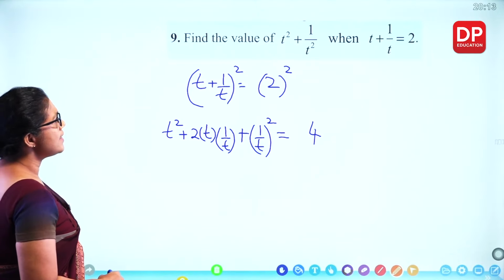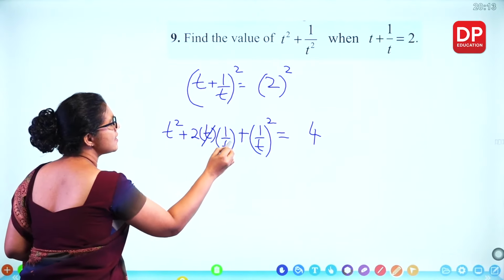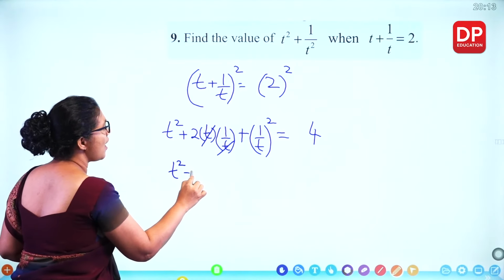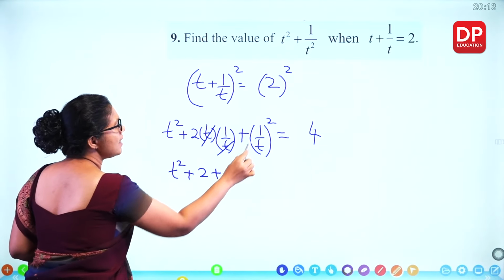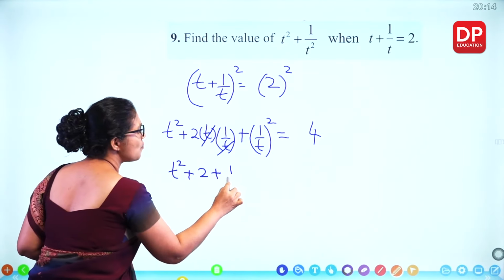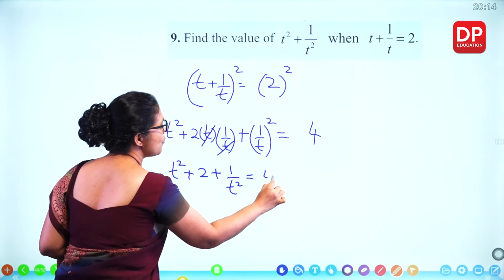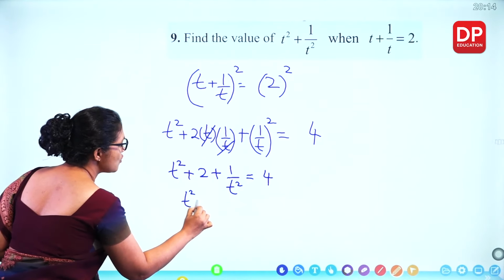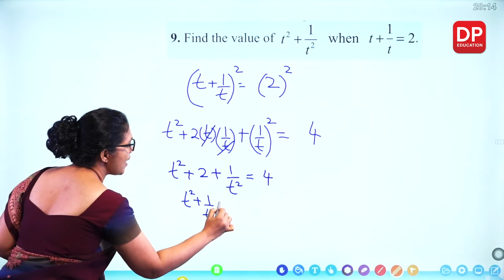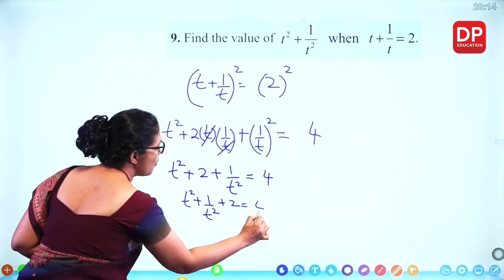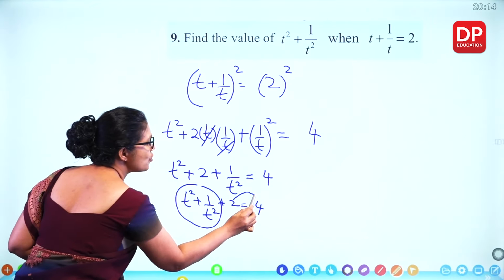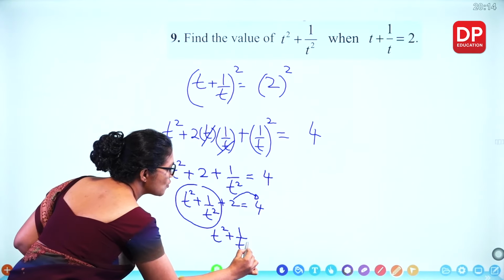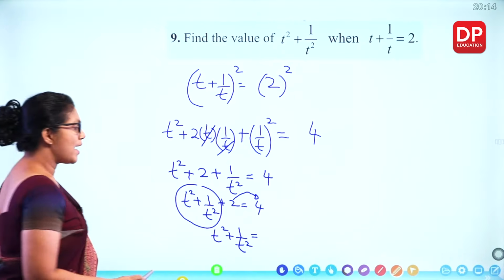Now try to simplify this. Here this t gets cancelled out with this t, and you can simplify. So here what do you get? t squared plus 2, and then 1 over t whole thing squared is 1 over t squared. That's equal to 4. Now you want this answer, so we rearrange: t squared plus 1 over t squared plus 2 is equal to 4. You take 2 to the other side. So what's the answer? t squared plus 1 over t squared is equal to 4 minus 2.